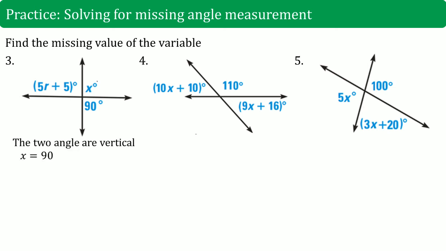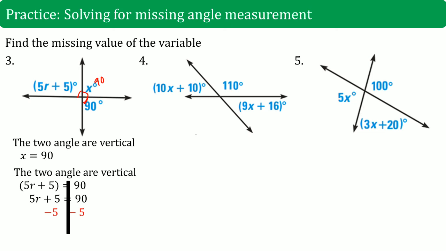Number 3, we know that these 2 angles are vertical. We know that the 2 angles are vertical, so 5r plus 5 equals 90. This is also 90 because this is perpendicular. Subtract 5 from both sides, you get 5r equals 85. r is equal to 17. This case is very unique. Okay?